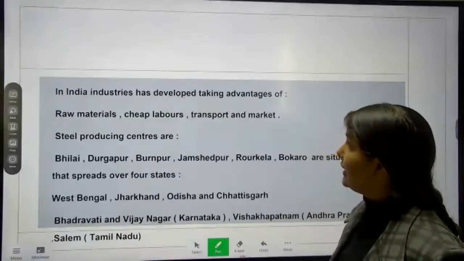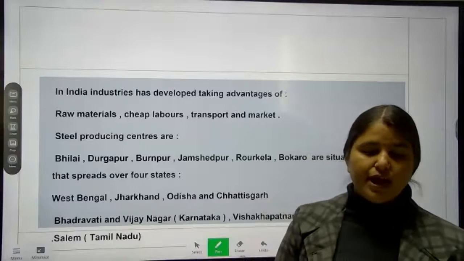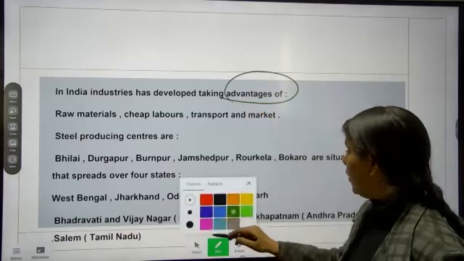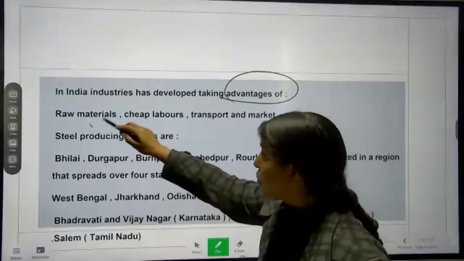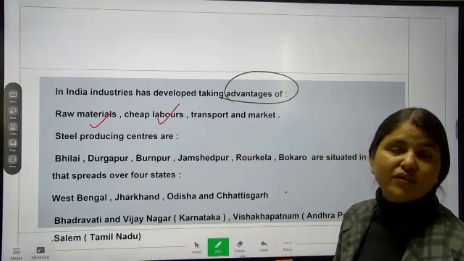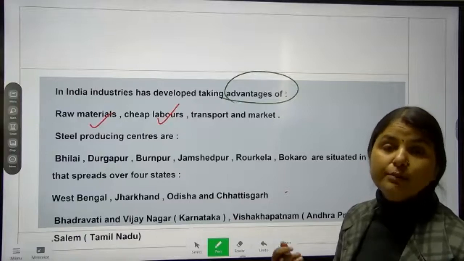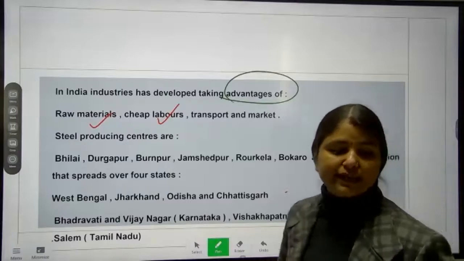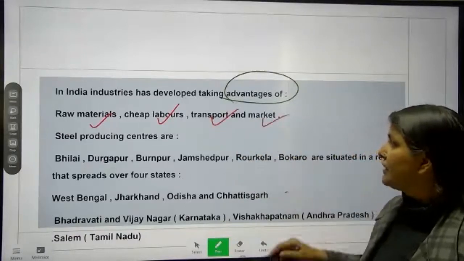Now, if you see in India, many industries are developed and located there. So what kind of advantages do they have? That we will see now. In India, they can get raw material very easily. Labor is very cheap, because in India many people do not have any kind of job. बेरोजगारी है यहाँ पर. People want jobs, and because of that they can easily get labor at a cheap rate. After that, transport is there, market facilities are there.